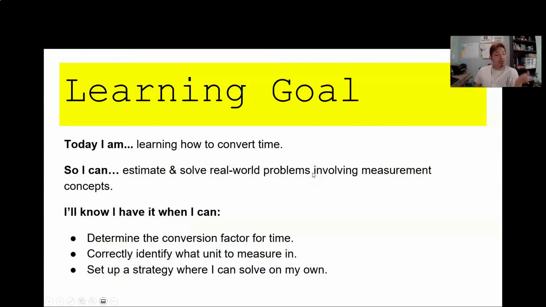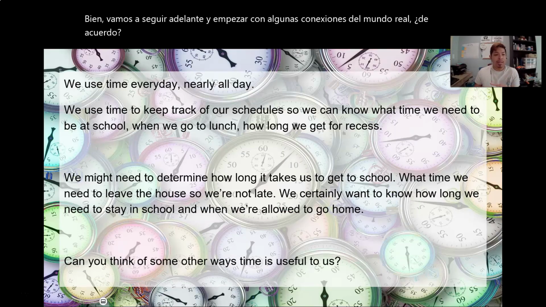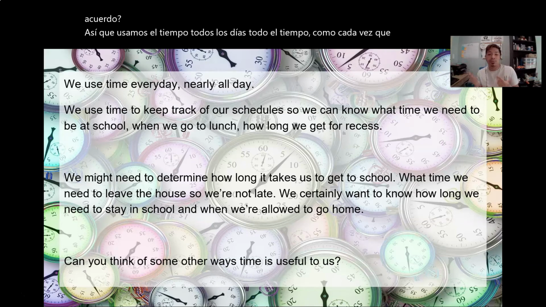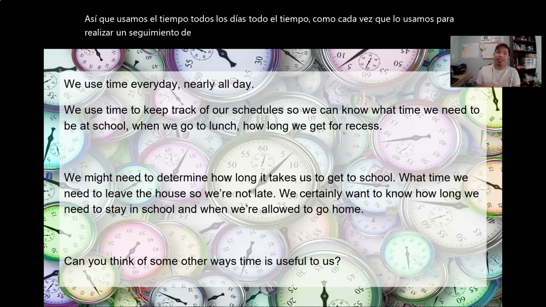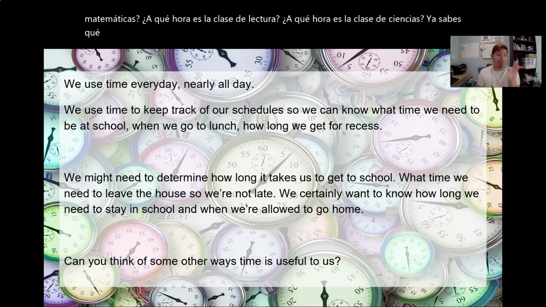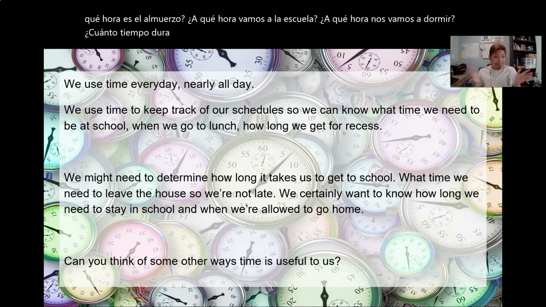Okay, so let's go ahead and get started with some real world connections. We use time every day, all the time. We use time to keep track of our schedules: what time is math class, what time is reading class, what time is science class? What time is lunch, what time do we go to school, what time do we go to sleep, how long is recess? We use time every single day of our lives.